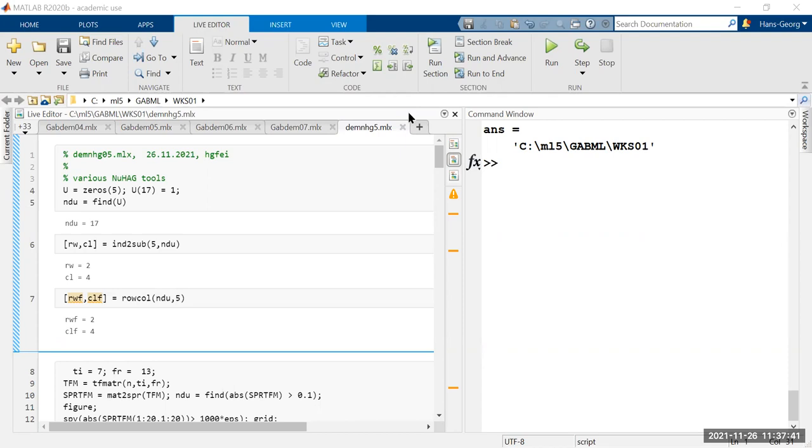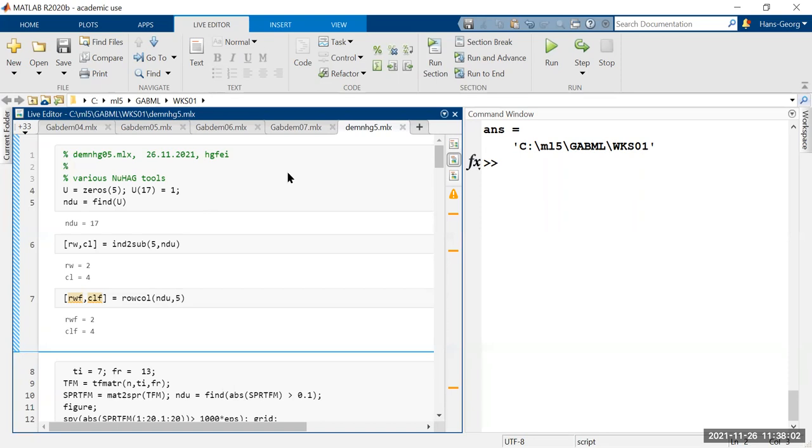So I didn't go for minimality of the presentation, and it's mixed between MATLAB tools, which I will usually call Demnhg05 with some number, and more Gabor related things which I call Gabor Dem, also with a running increasing number. One of the tools that I use quite a few times is my command row call. Sometimes you have to describe positions in a matrix by row and column number, and sometimes by the running number.